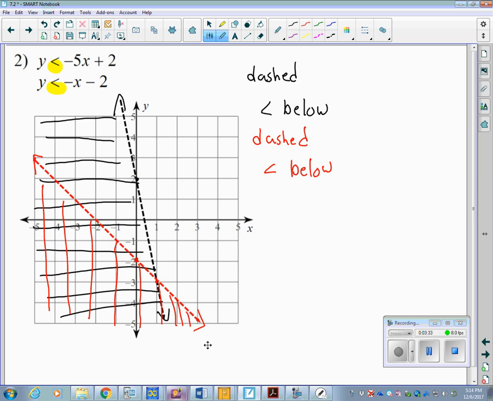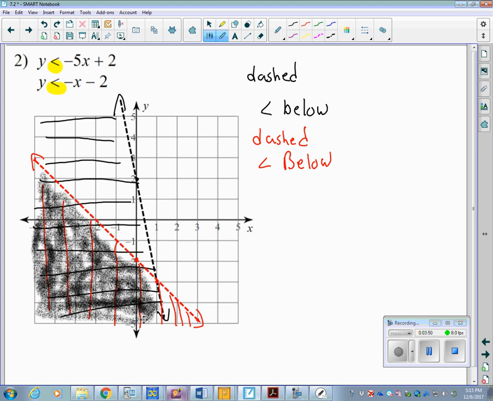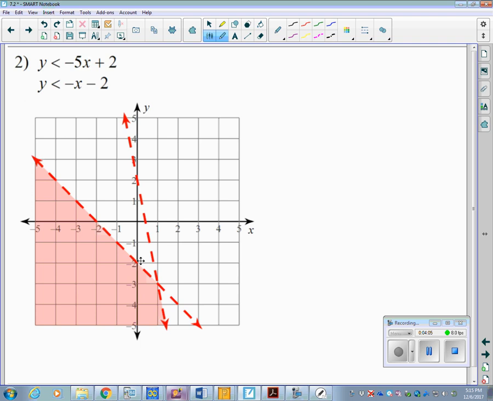All right, next, I'm going to go ahead and see where they overlap. They overlap in between here and here. Okay, so that's what I'm going to color in right there. So all the points that lie within here are the solution to this system of inequalities. All right, now you could then erase the part that you don't need so you can see clearly what the solution is.